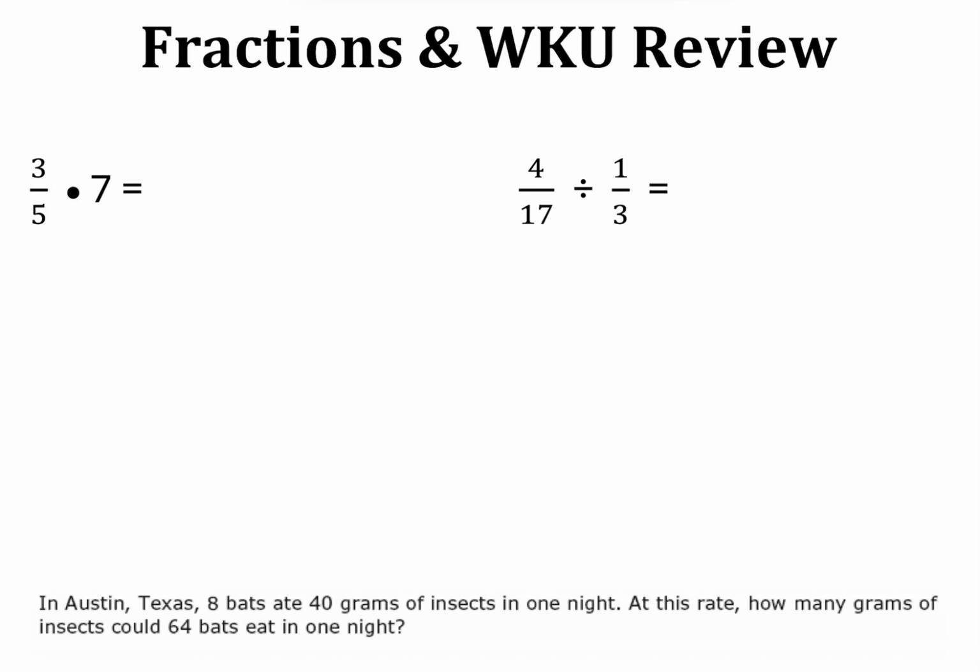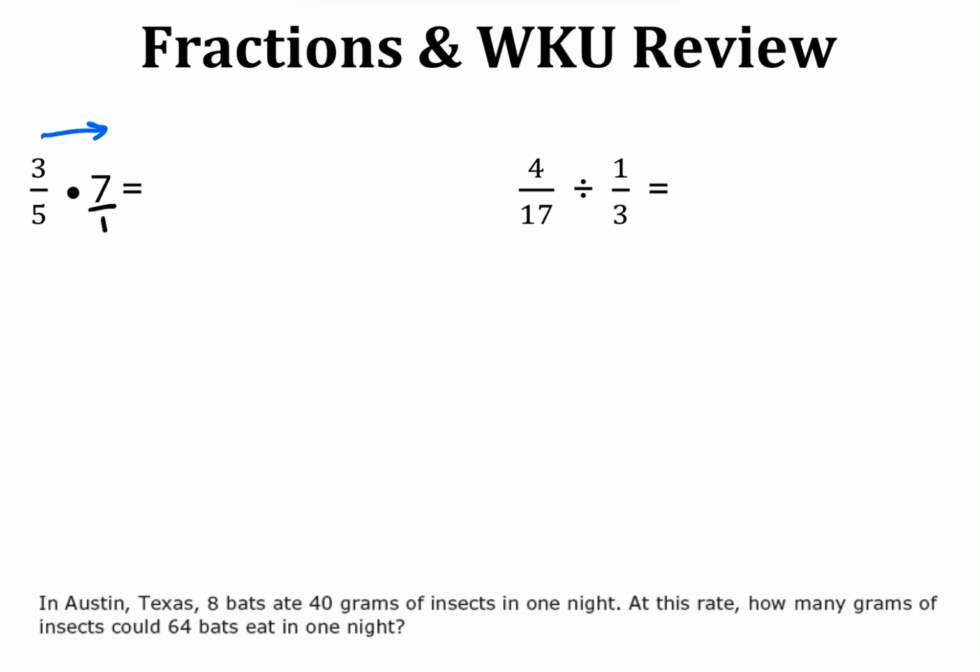All right, guys, so we are going to very quickly review multiplying and dividing fractions in a WKU. So in this first problem right here, we have a fraction with a multiplication symbol. We know a dot means to multiply, and we know to multiply fractions, we do top times top, bottom times bottom. That 7 needs to be a fraction as well, so we are going to put it over 1 because whole numbers go over 1.